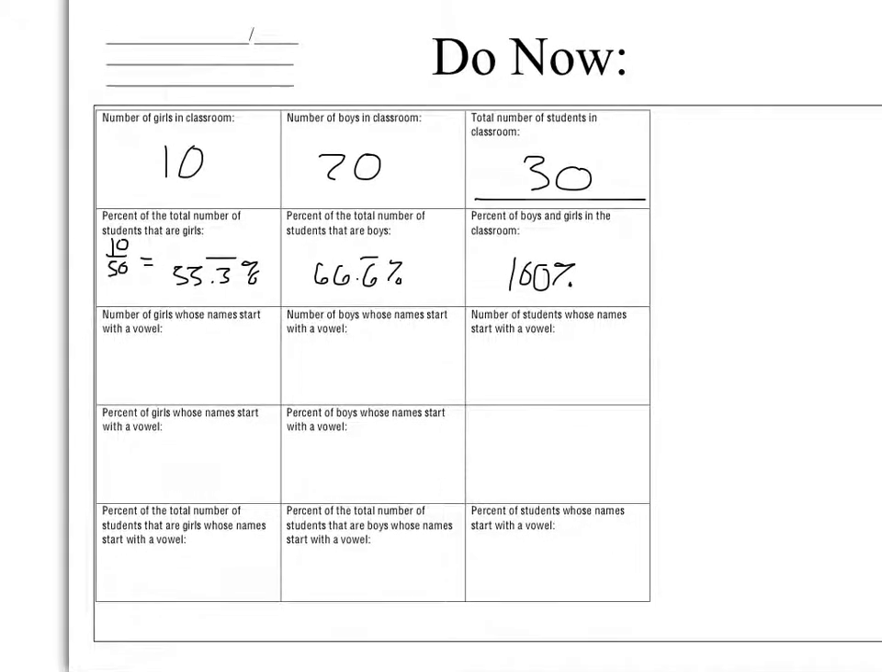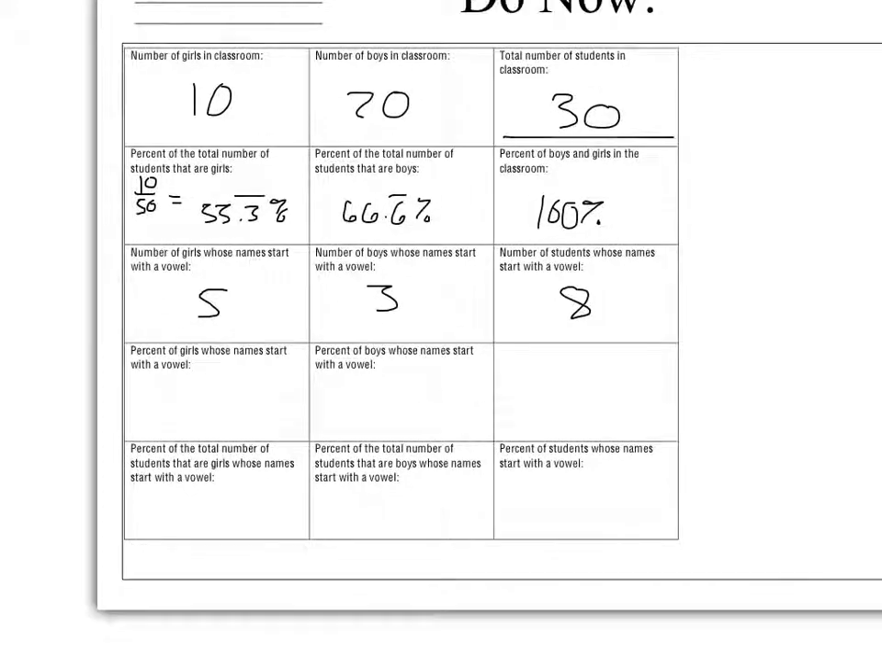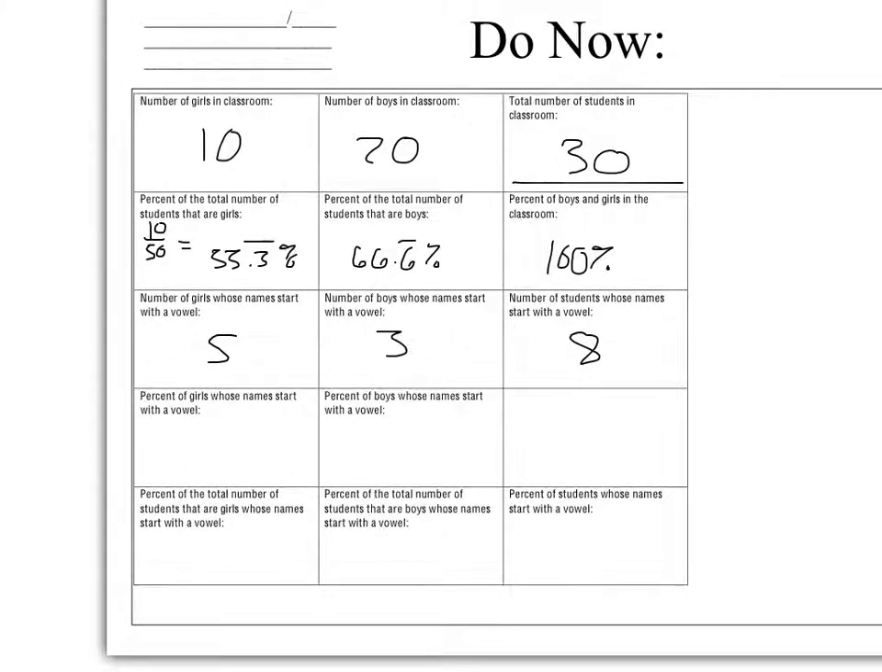Number of girls whose names start with a vowel. That's A-E-I-O-U. So let's say there are 5. And say there are 3 boys. Number of students whose names start with a vowel. That's a total of 8. Percent of girls, so this is 5 out of the number of girls, that's 5 out of 10, which is half or 50%. Percent of the number of boys, that's 3 out of the 20 boys, which is going to be 15%.